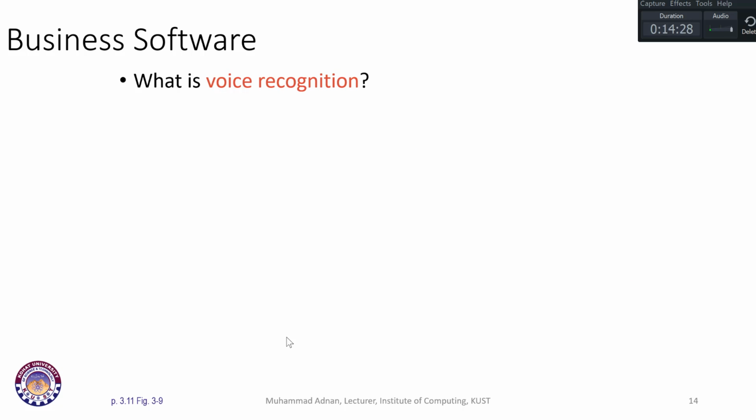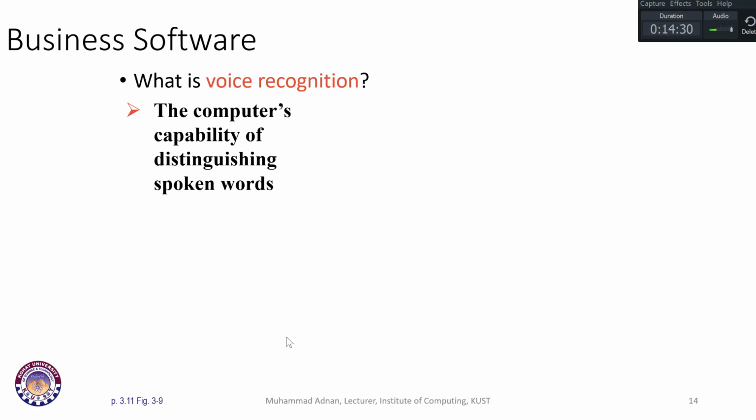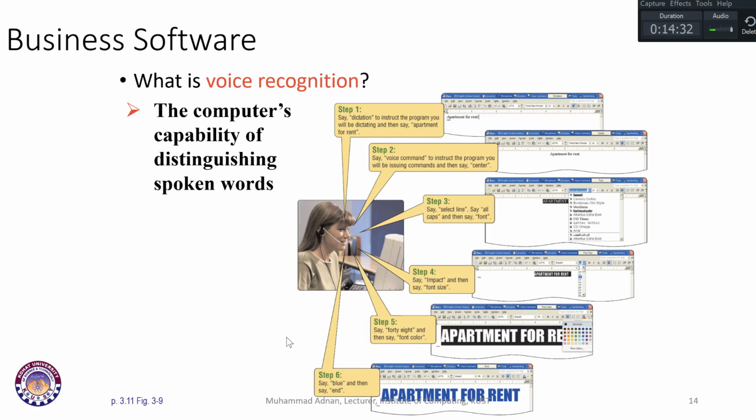And now voice recognition is commonly used. So what is voice recognition? The computer's capability of distinguishing between spoken words. So you give commands through your words. So this is an example of how to configure voice recognition. So step 1, step 2, step 3, step 4, 5 and 6.